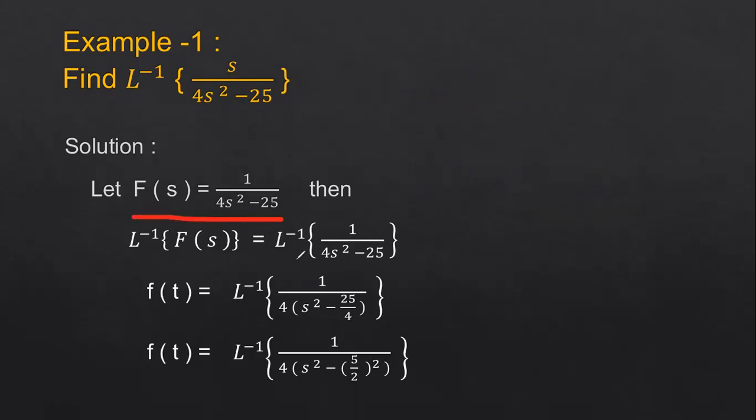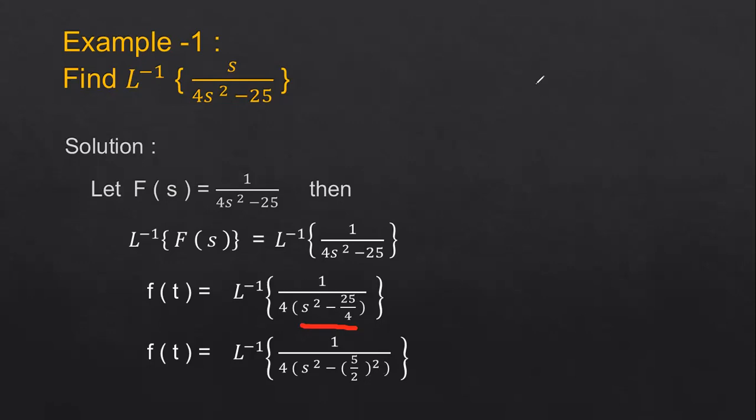Laplace inverse of f of s equals Laplace inverse of 1 by 4s square minus 25. Here the s square coefficient should always be 1, but here we have 4. That's why you have to take 4 common. If you take 4 common, then we get 4 into s square minus 25 by 4. Now this can be written as 4 into s square minus, with 25 by 4 written as 5 by 2 whole square.